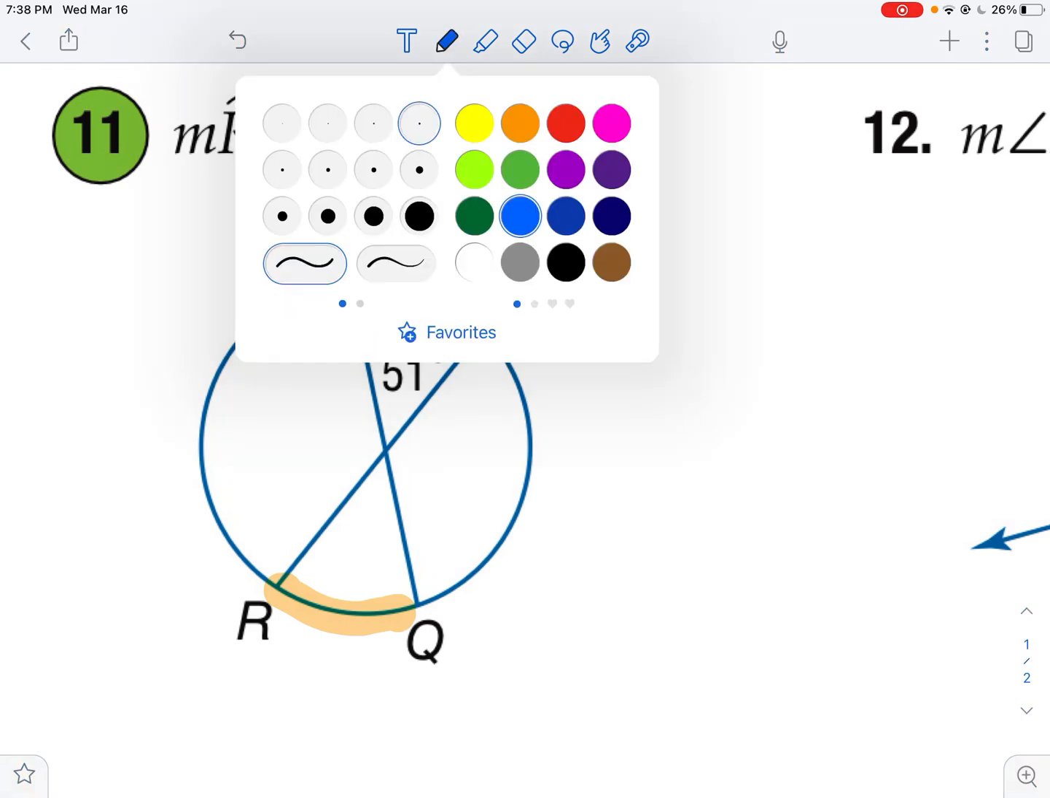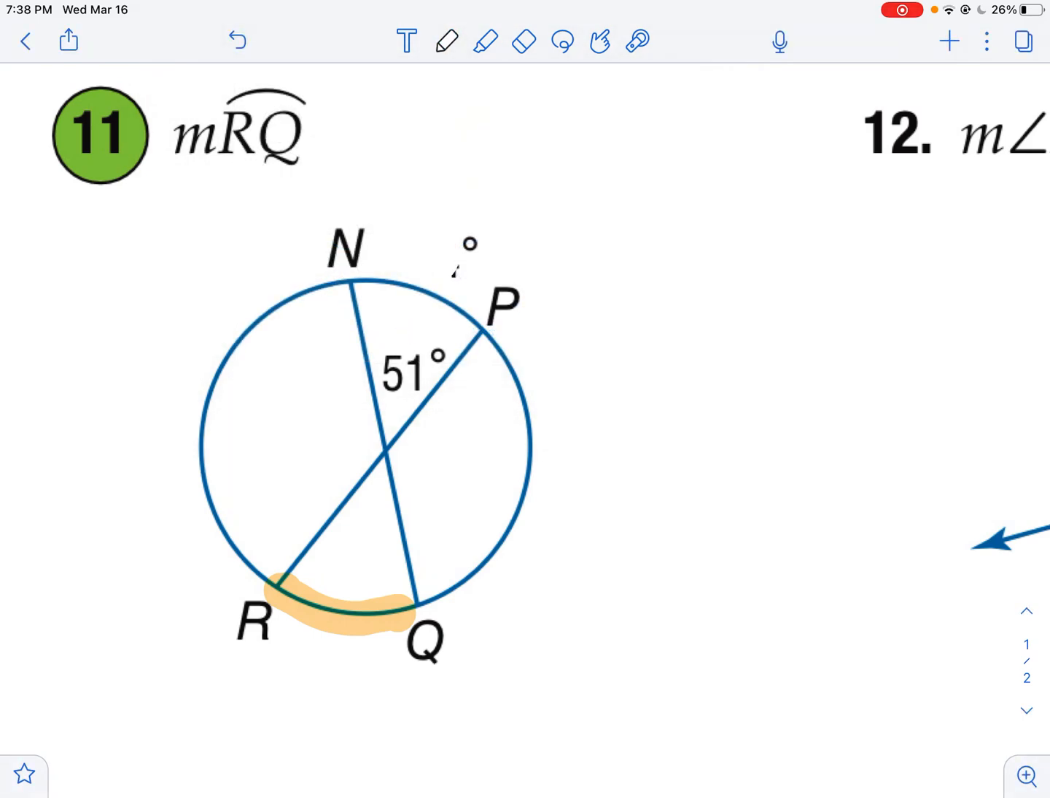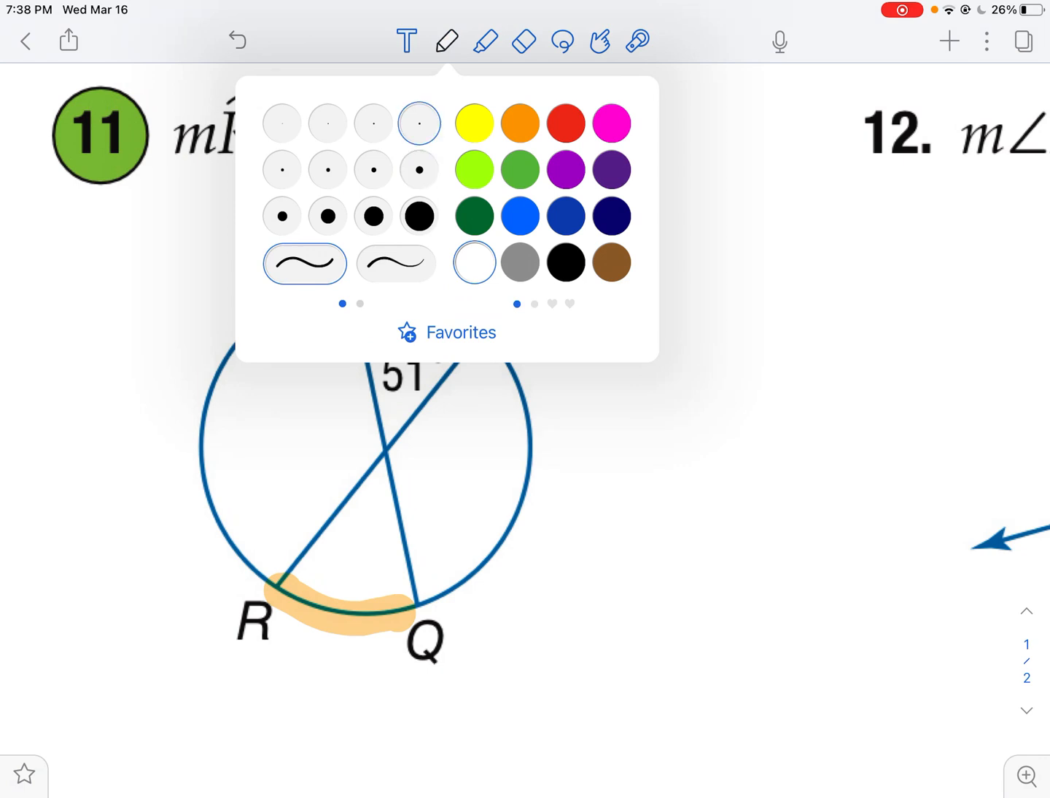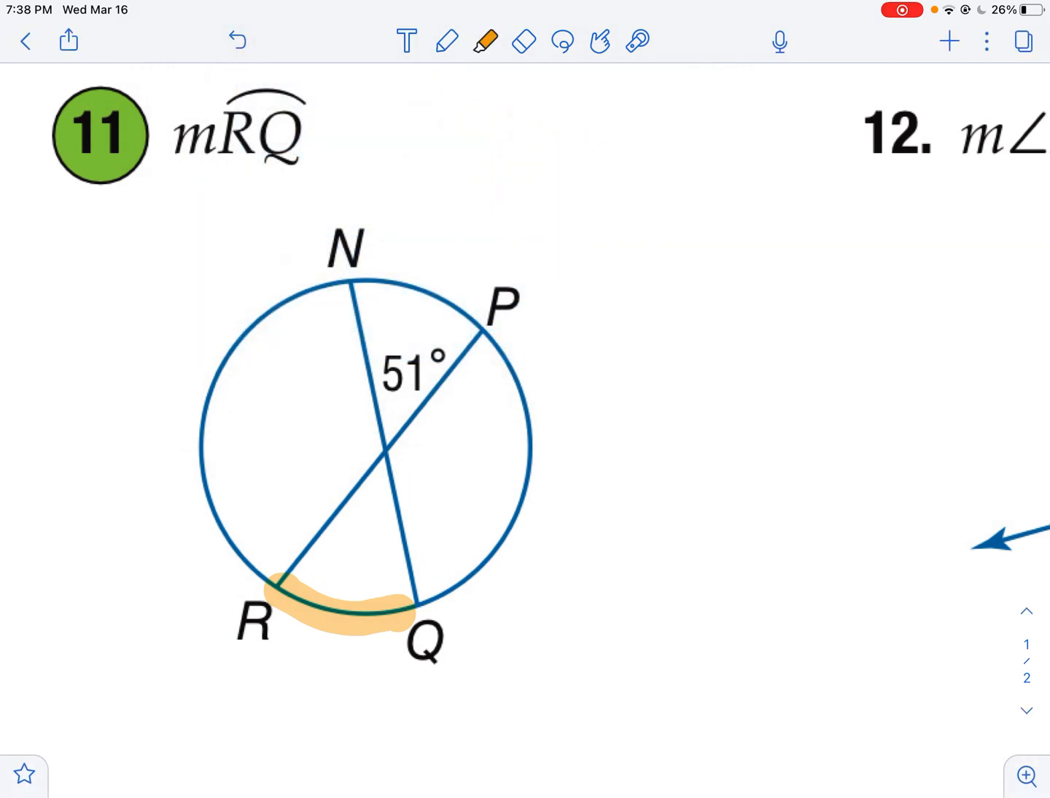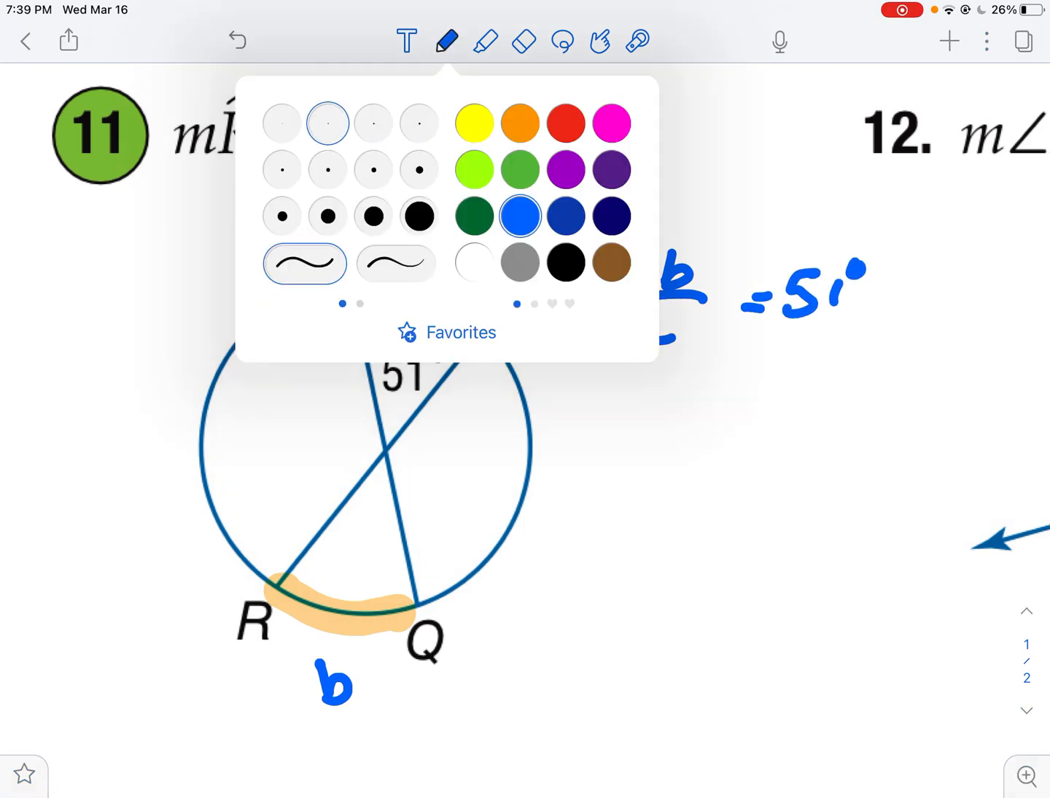Well, let's say I didn't know anything about these numbers. All I know is that whatever these arcs are, if I add them up and divide by 2, I should get 51. If I had A and B, A plus B divided by 2 should get me 51 degrees.